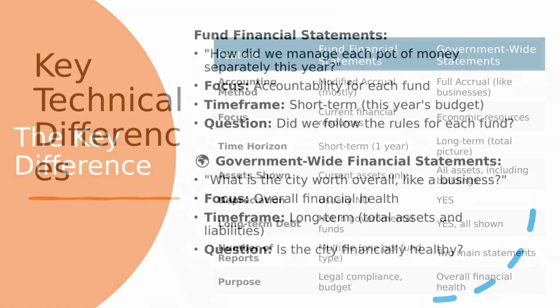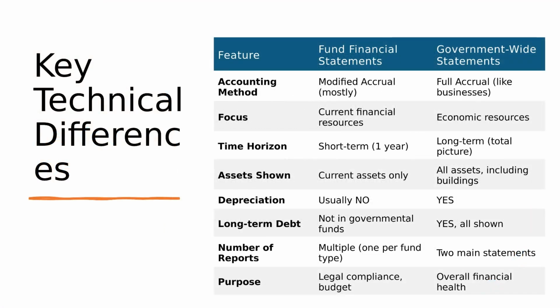Let's wrap up with some key technical differences. Fund financial statements use modified accrual accounting, focusing on current resources and short-term results. Think one-year snapshots with only current assets shown. Depreciation and long-term debt usually aren't included. In contrast, government-wide statements use full accrual accounting, just like businesses. So they show all assets, including buildings, factor in depreciation, list all debts, and present a comprehensive view over time. While funds require multiple reports for each type, government-wide statements boil it down to two main reports focused on overall financial health.